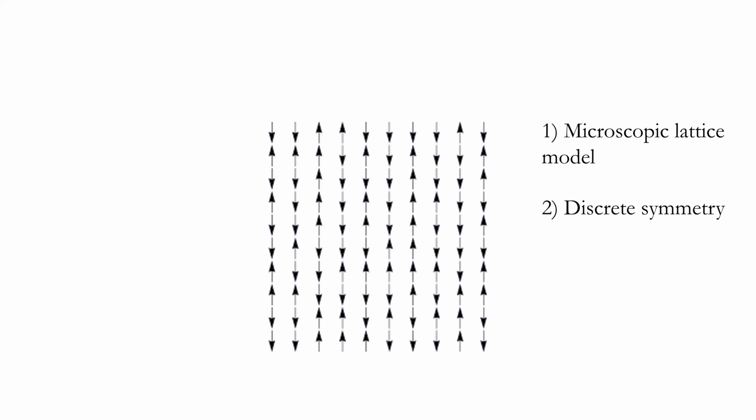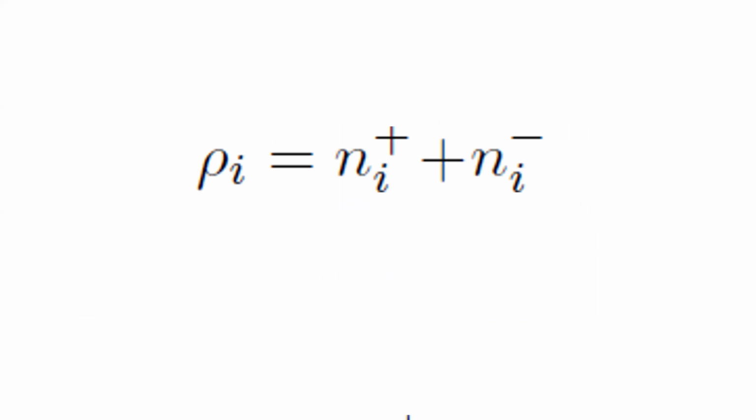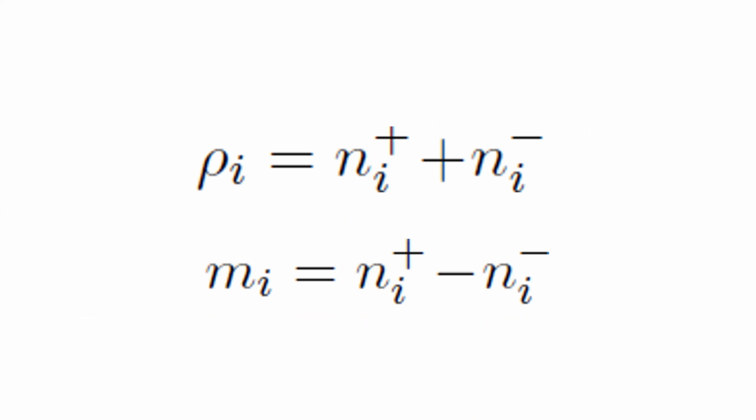Now, we can have multiple particles sitting on the same site, and thus we define the local density and magnetization at a particular site depending on the number of particles which spin up or down, as given here.